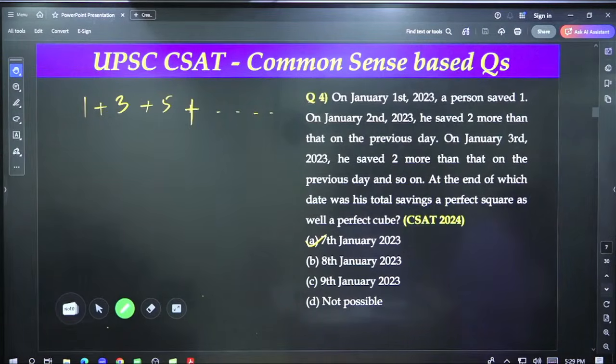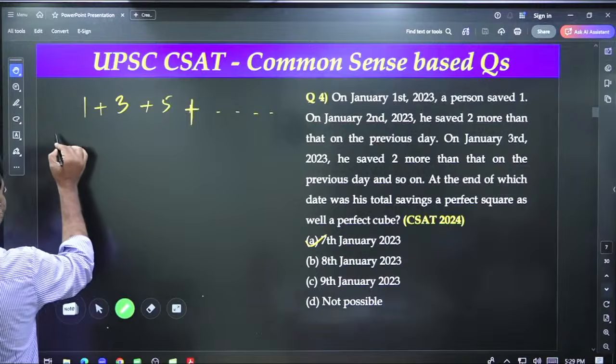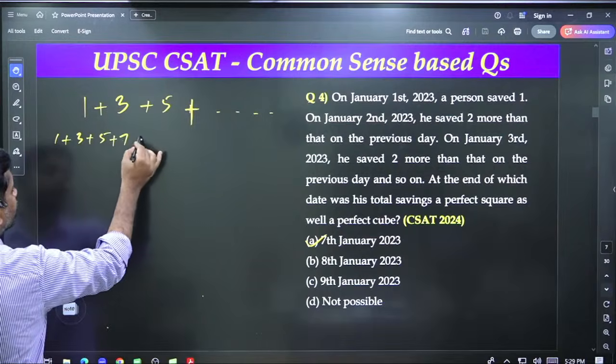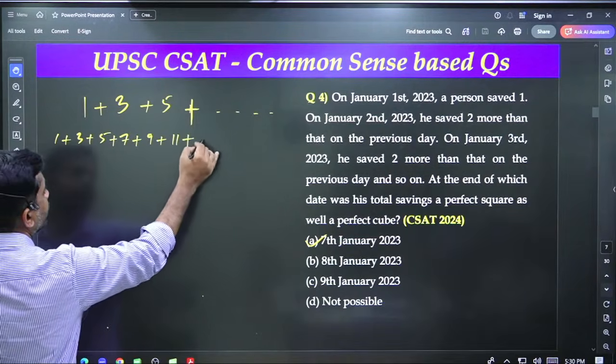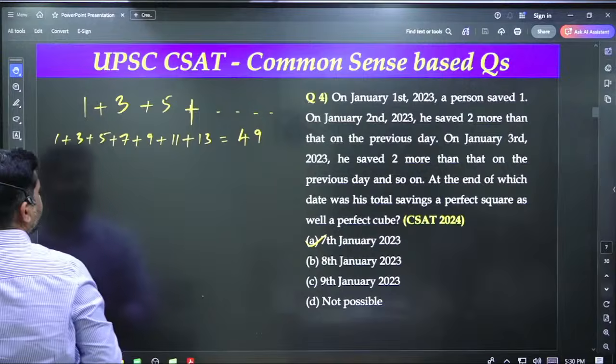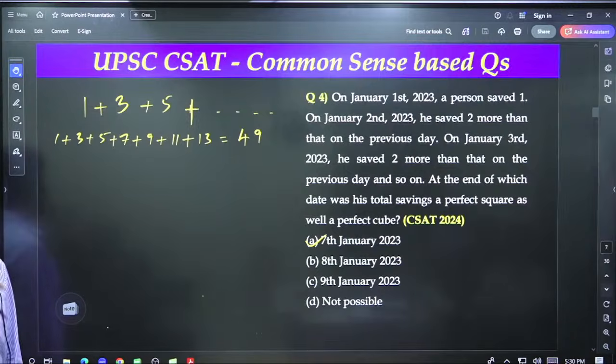So here the problem is for how many days you will take. You have to take a hint from the options. Why are options given? Take a hint from the options only. 7th January, the first option, means 7 days. Add them: 1 plus 3 plus 5, next 7, 9, 11, then 13. What is the total? 49, which is a perfect square but not a cube. First option eliminated.